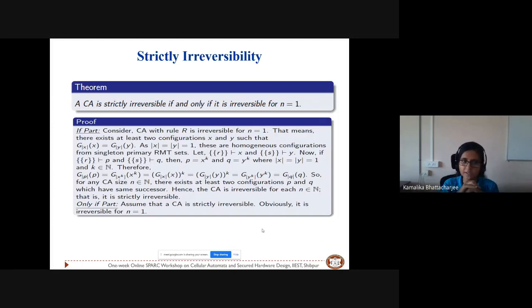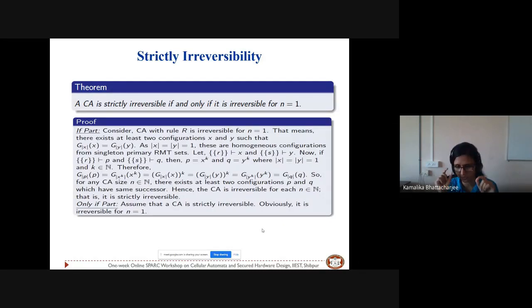This is actually very easy. If the CA is irreversible for size n equals 1, that is, for the first one cell itself, then we can declare easily that this CA is going to be irreversible for any n. That is, it is strictly irreversible. How do we do that?